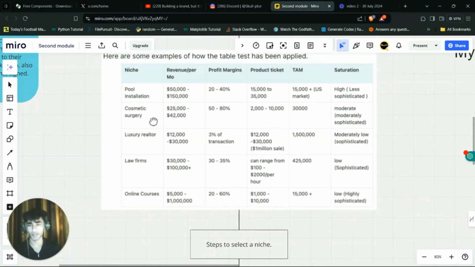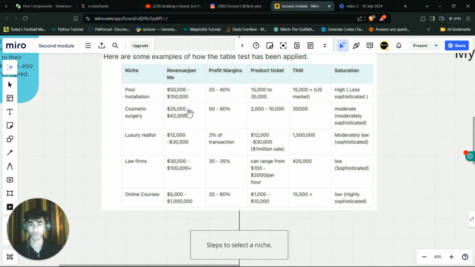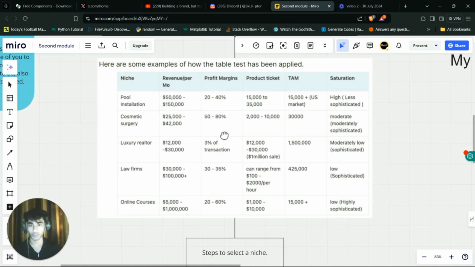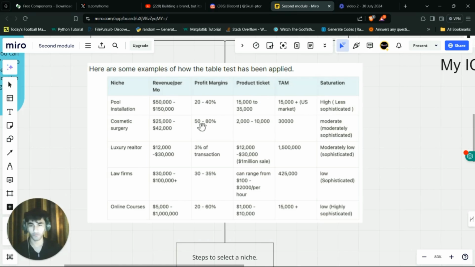Next comes cosmetic surgeries. $25,000 to $42,000 is the revenue they generate. Profit margins seem to be 50 to 80%, and on this table so far, I would say cosmetic surgery is the best niche since it qualifies for most of the criteria. 30,000 is the TAM, which means it's pretty good. Product tickets are $2,000 to $10,000, which means you don't have to generate many sales. You can get the job done in 3 or 4. And saturation is moderate, which means there's a balance in it. So I would say this is the best one.